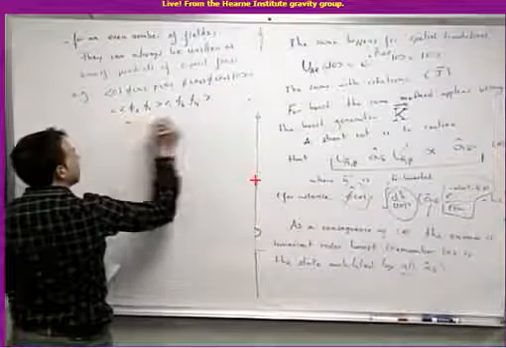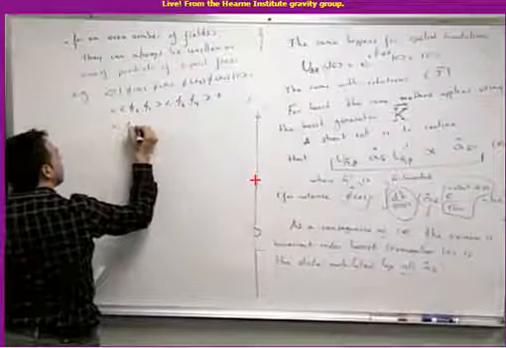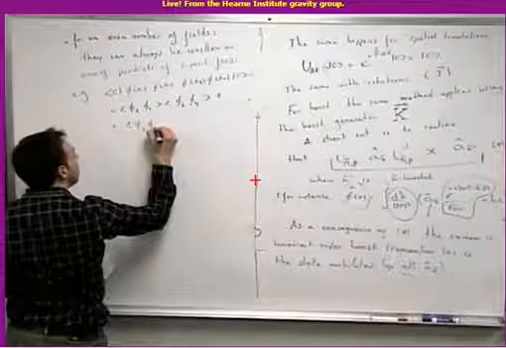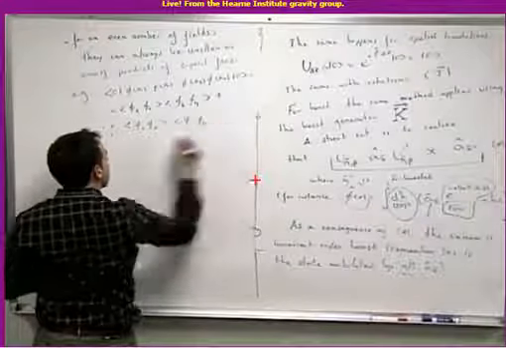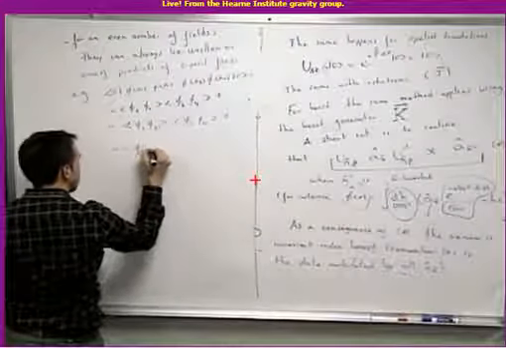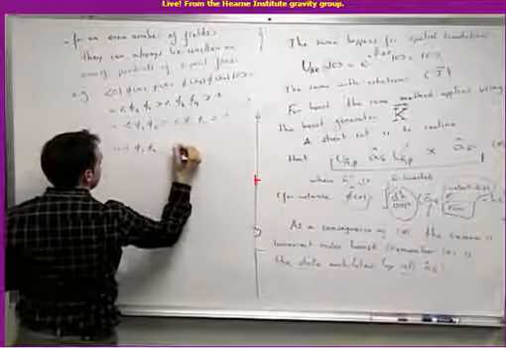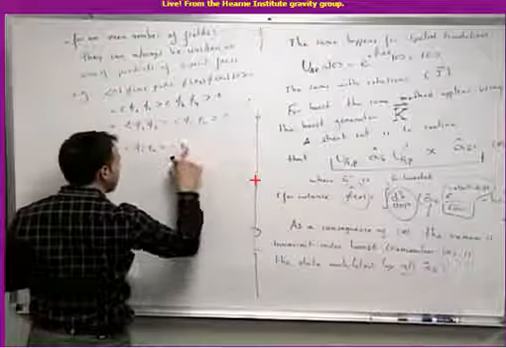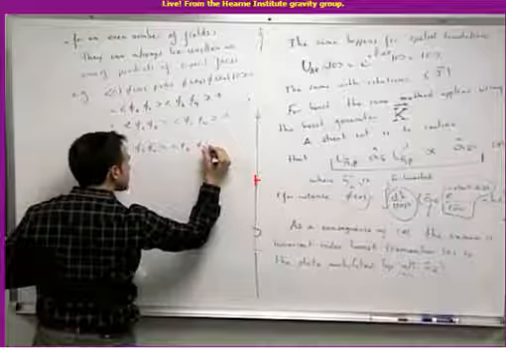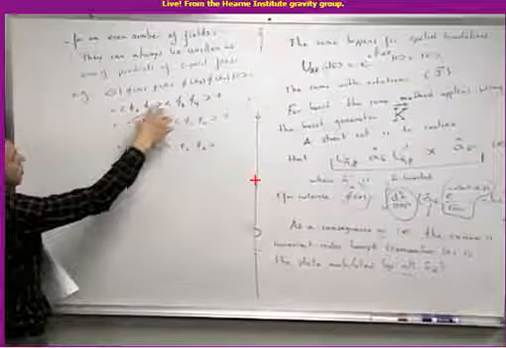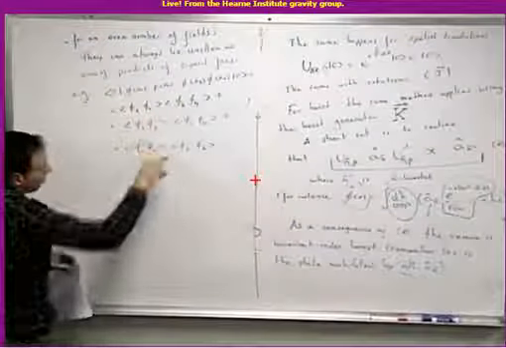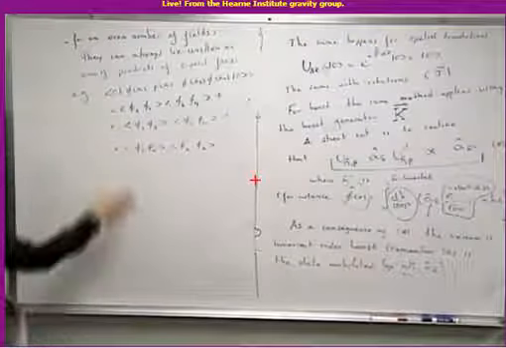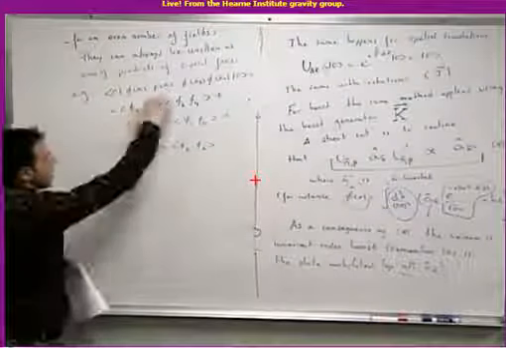Plus phi 1, phi 3, phi 2, phi 4, plus phi 1, phi 4, phi 2, phi 3. So all the possible combinations of couples. You take 1, 2, 3, and 4, you take couples, all possible combinations, and this is what you get. You can check that that is true, and that generalizes for any number of fields.